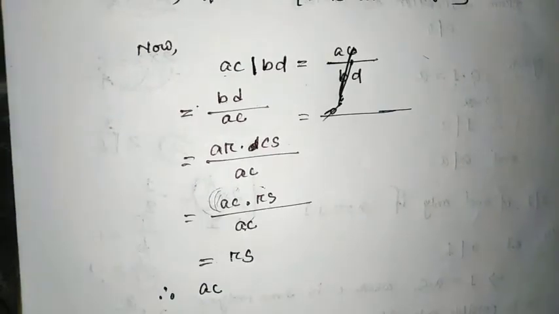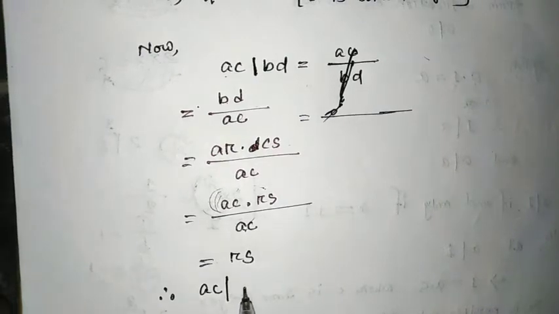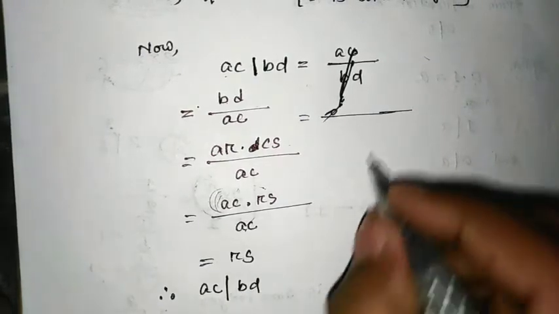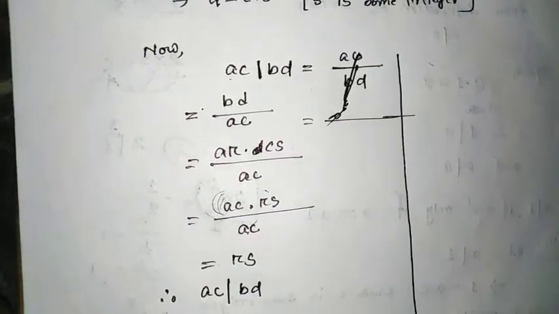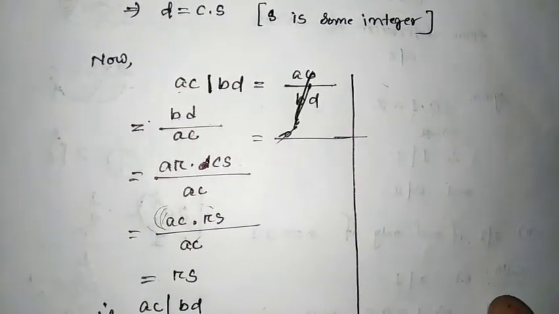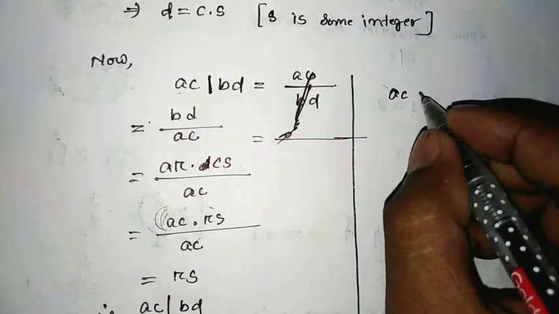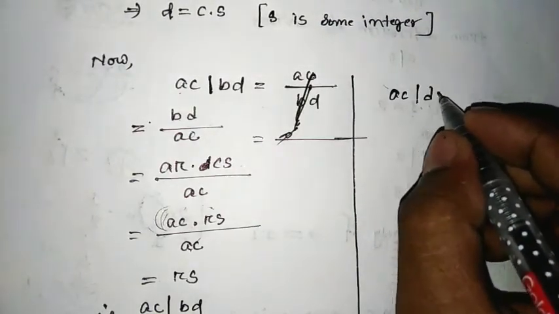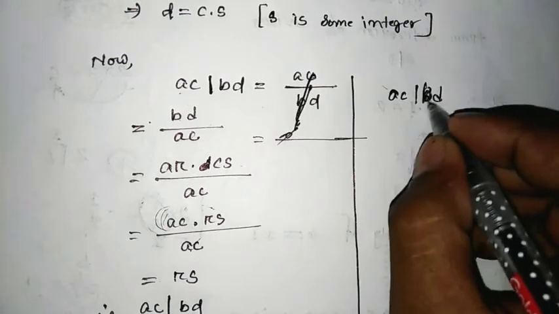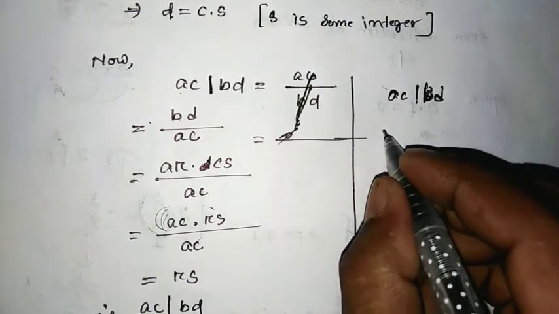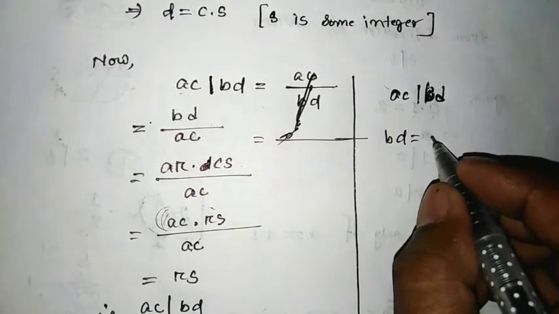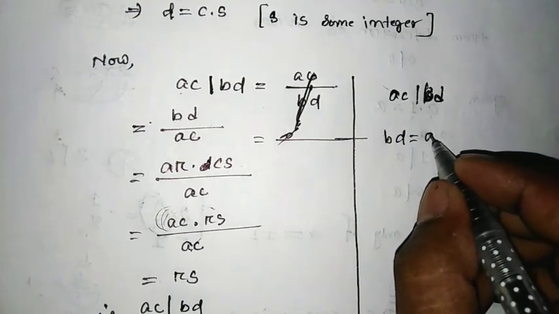So here this thing is nothing but the value of bd, and ac. So ac is dividing this thing, means what? ac is dividing b, rs. Therefore we can write ac divides bd. So this thing you can prove in another way. I am doing that one also.